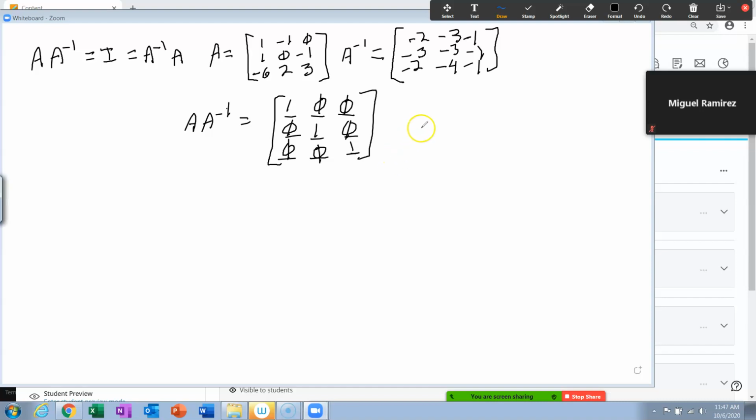The other half, and just for convenience, I'm going to write A again here, and A is 1, -1, 0, 1, 0, -1, and -6, 2, 3. The reason I wrote that is we're now going to do A inverse times A.